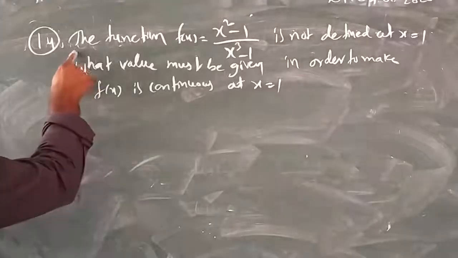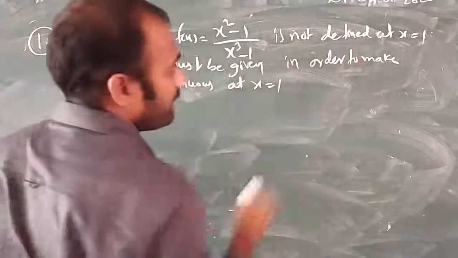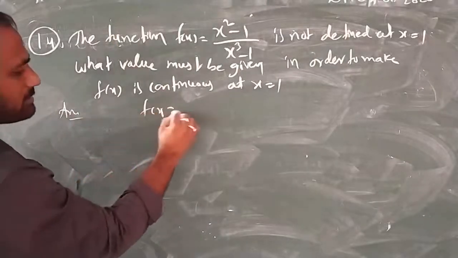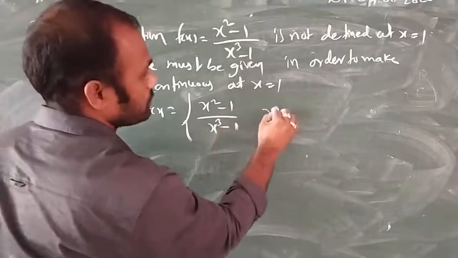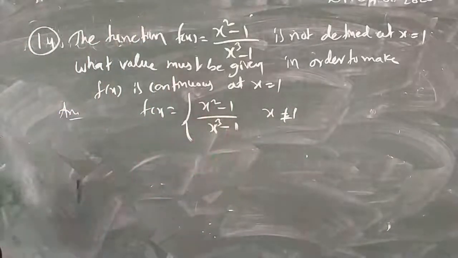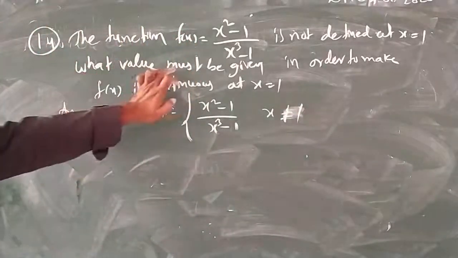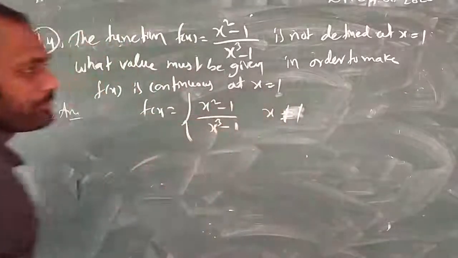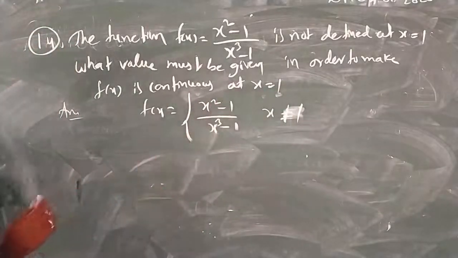See the 40th question. The function f of x equals x square minus 1 by x cube minus 1 is not defined at x equals 1. So x is not equal to 1, and if I substitute the value 1, the function is not defined. So we mention that x is not equal to 1, as given in the question. What value must we give to this function in order to make it continuous at x equals 1? At x equals 1 only, we have to make the function continuous.